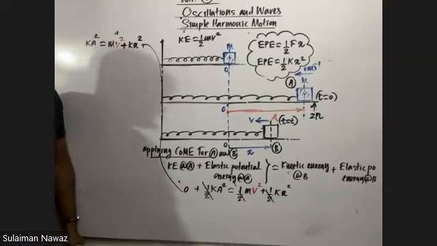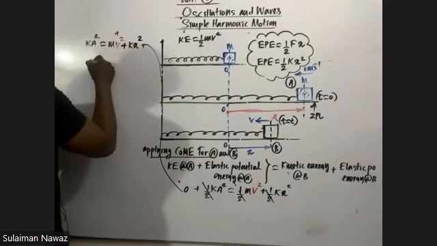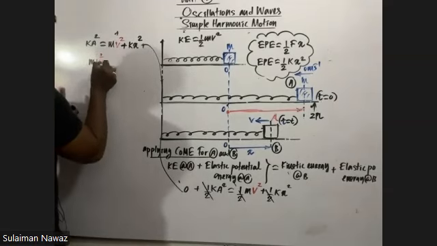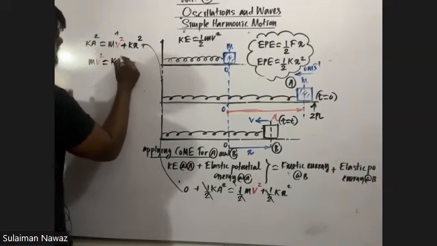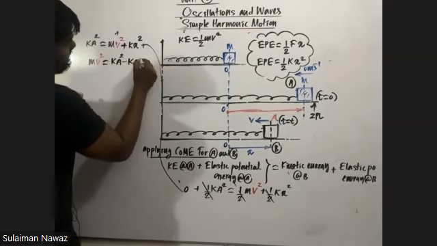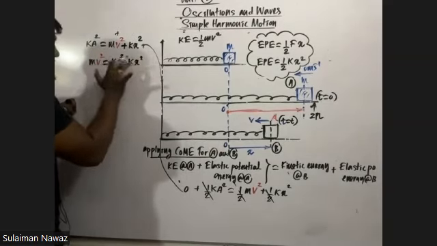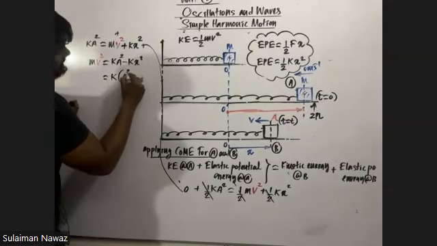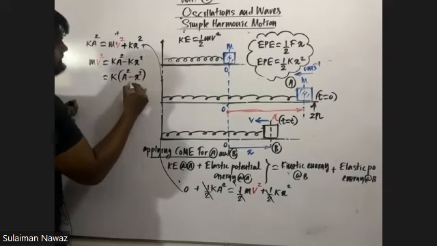If I subject mv squared, you will understand mv squared equals what? Mv squared equals Ka squared minus kx squared. If I take k as my common factor, I will obtain a squared minus x squared.